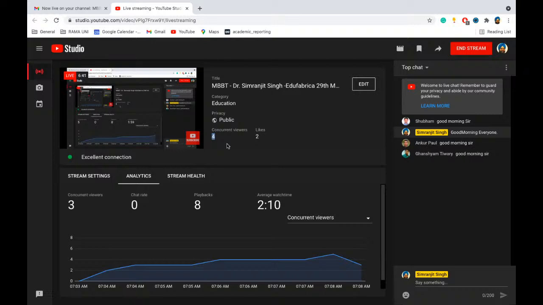But you all three are present, students. Ankur, Tiwari ji, Shubham, you all three are present. Just confirm to me who is present by saying yes. Based on that, we can start our class. Okay, Ankur is there.